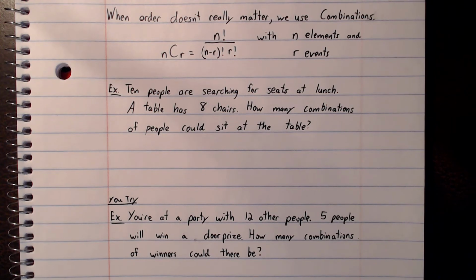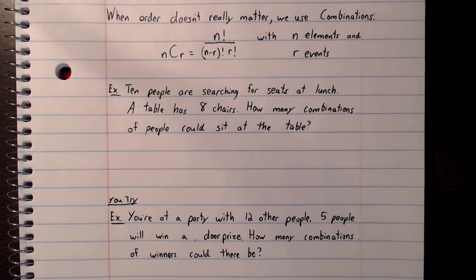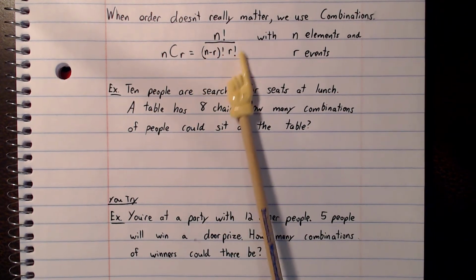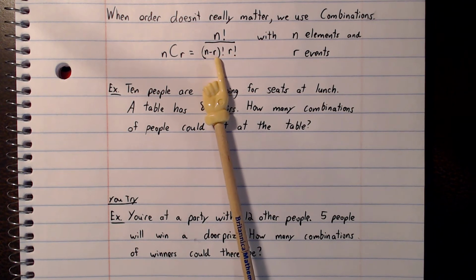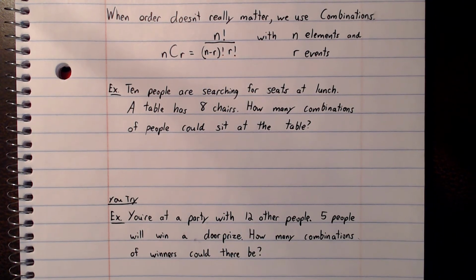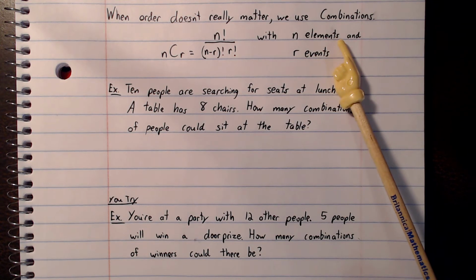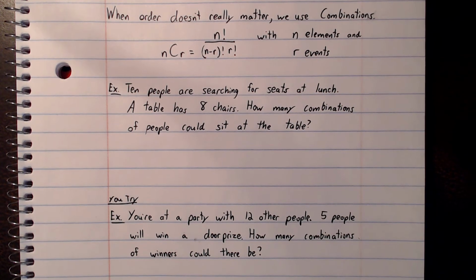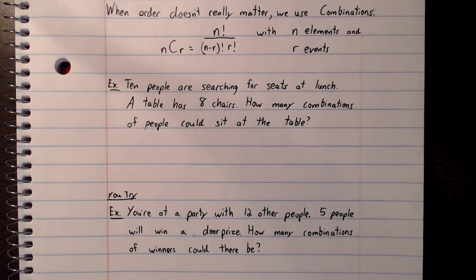Prizes at entries to places, door prizes, right? Those are things where it doesn't matter. People are just winning things, okay? So that's what we would think of with combinations, just things where order doesn't matter. We're still using our n choose r formula from before, so it's n factorial over n minus r factorial times r factorial. N would be the number of elements, r would be the number of events. So these are our last two problems. If you want to write them down real quick, we're going to go over them right now.